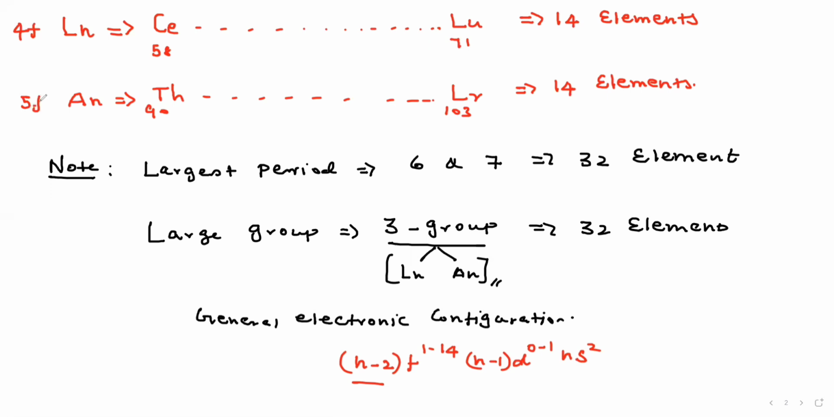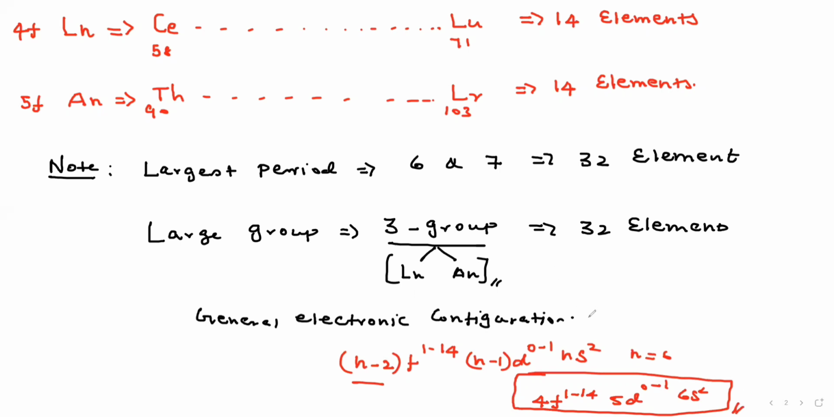If n value is 6, what is the total value? (n-2) is 4f, 1 to 14, 5d 0 to 1, and 6s. So what is the general configuration for the 4f elements, that is, the lanthanide series?